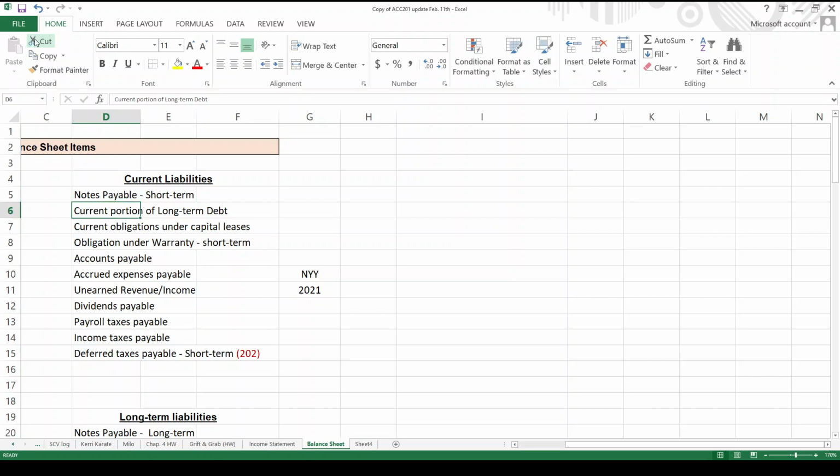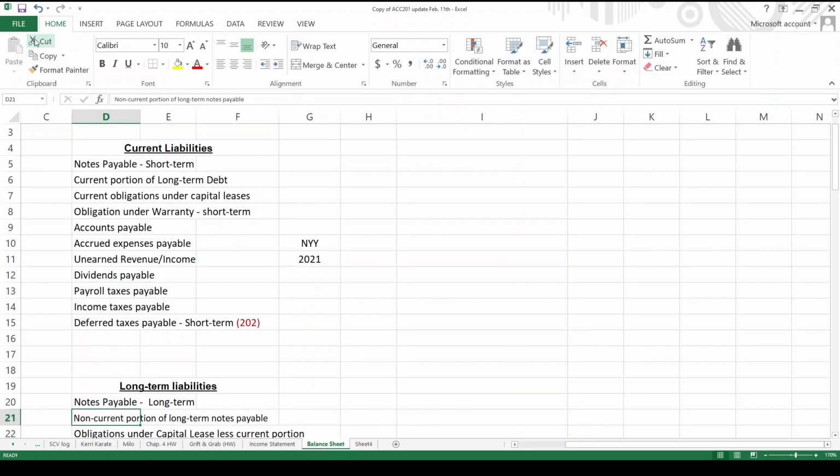Let's suppose you have a mortgage note payable and there's 15 years to go. Well, the amount that you're going to pay off in 2021 is a current liability. The rest of the mortgage note would go where? Down here, the non-current portion of that same note. So maybe you owe $1 million, okay, and this is $100,000. That's what's going to pay off next year. This is going to be $900,000. The amount you're going to pay off over years 2 through, let's say, 15.